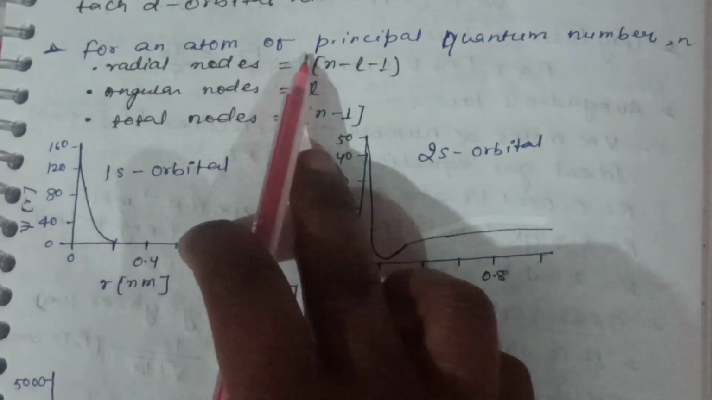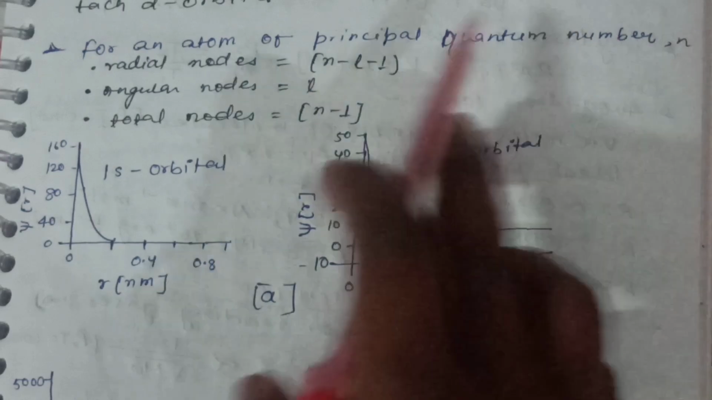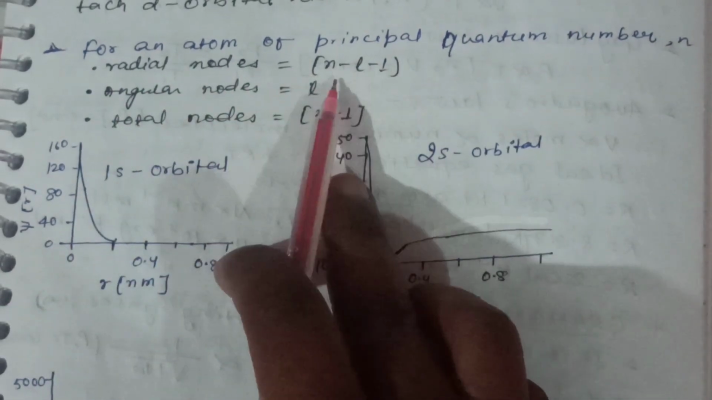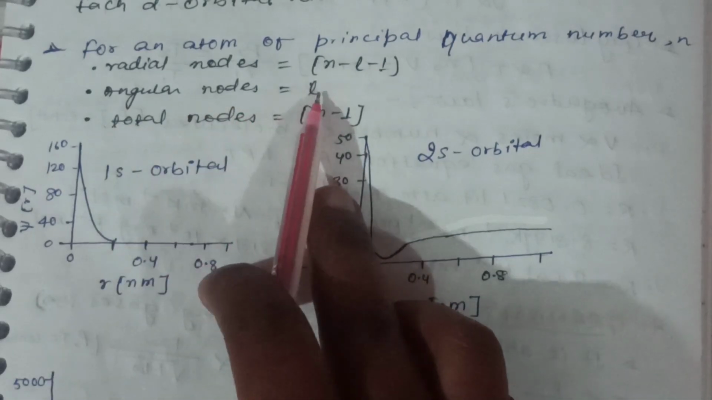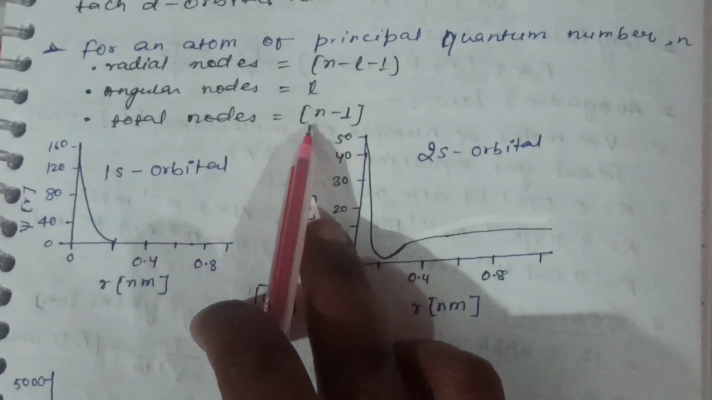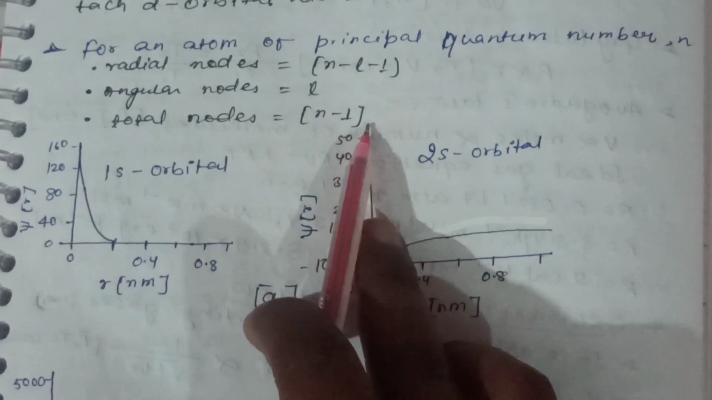For an atom with principal quantum number n, the radial nodes are (n minus l minus 1), the angular nodes are equal to l, and the total nodes are equal to (n minus 1).